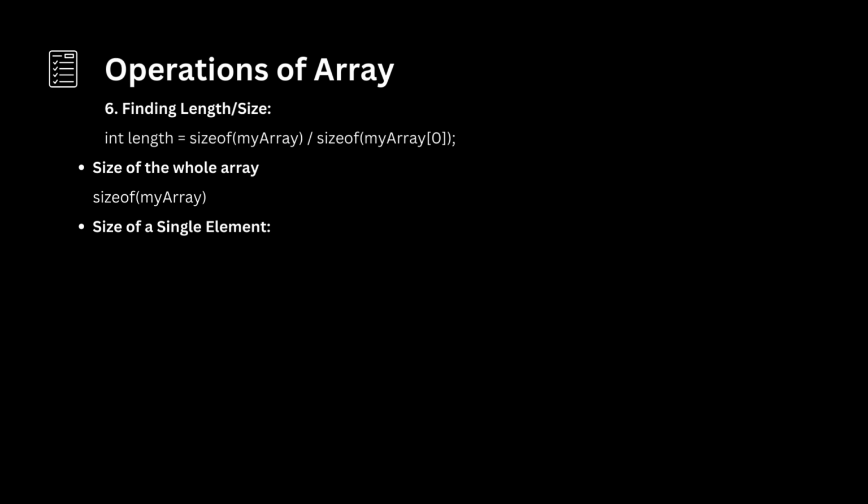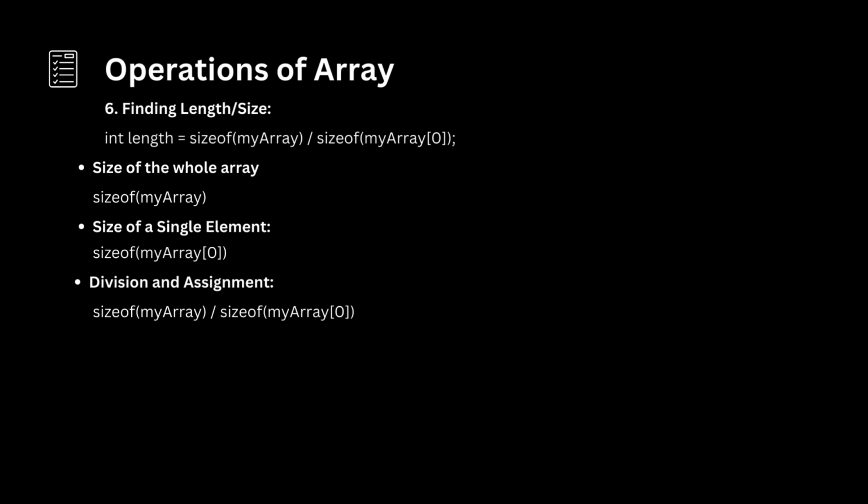Size of a single element: sizeof(myArray[0]) returns the size in bytes of a single element in the array. Since arrays in C are homogeneous, the size of one element is the same for all elements in the array. Division and assignment: sizeof(myArray) / sizeof(myArray[0]) divides the total size of the array by the size of the single element. This gives the number of elements in the array. Assignment to the variable: int length = assigns the result of the division to the variable length. This variable now represents the number of elements in the array.